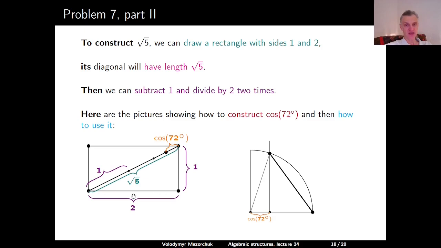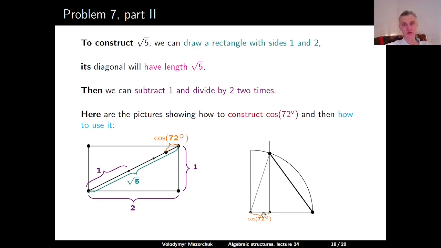So here is how we do it in practice. We construct a rectangle with sides 2 and 1. Then the diagonal of this rectangle has length root 5. And then we can draw here a point because we have length 1, so we can subtract 1. And then using ruler and compass we can divide by 2, so we can divide any segment by 2. We divide by 2 once, we divide by 2 twice, and here we have 1/4 of (root 5 minus 1). That's exactly cos of 72 degrees.